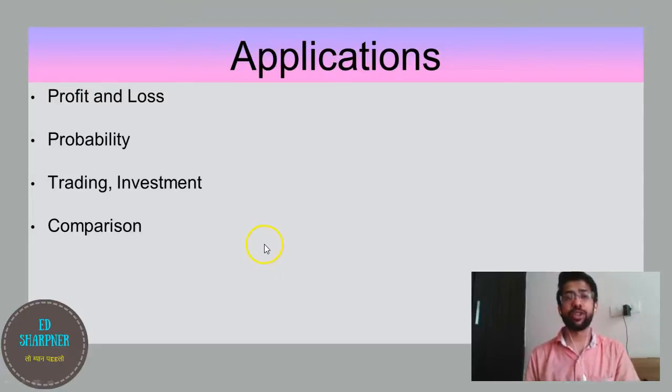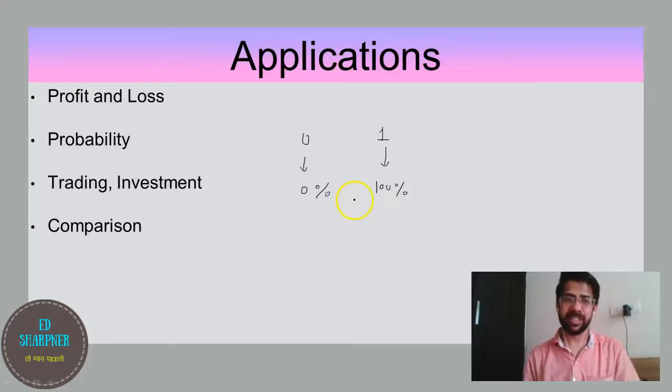Percentage is a fraction, so probability can also be represented as a percentage. When we say we are 100% sure of something, the probability is 1. And when we say we are 0% sure of something, the probability is 0. So basically, 0 probability means 0%, and probability of 1 means 100%. So this is how every time you see a fraction, it is related to some percentage.